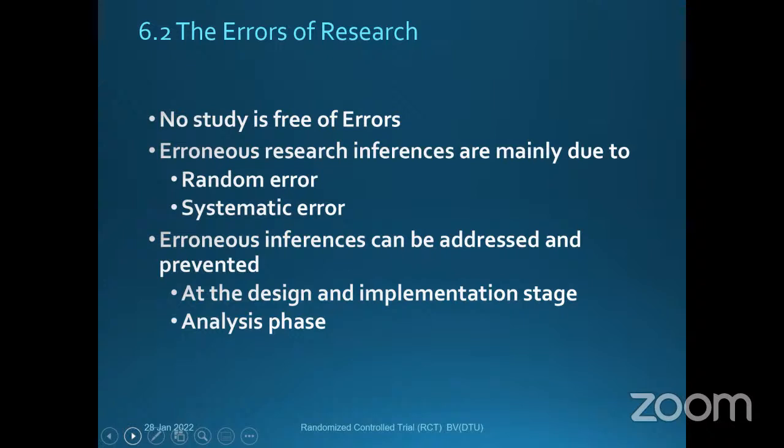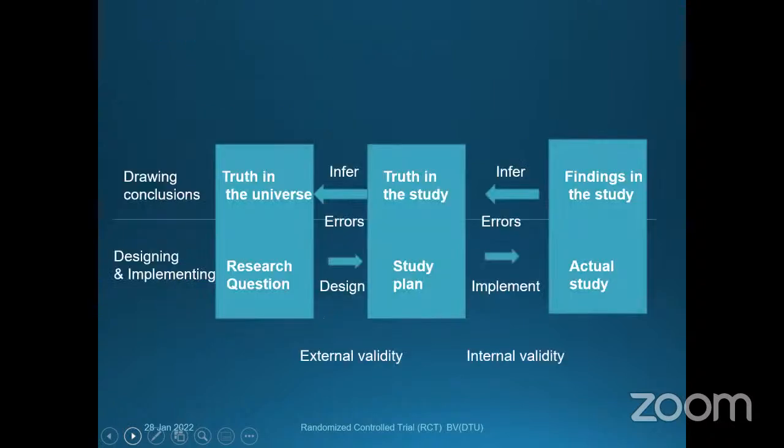The erroneous inferences can be addressed and prevented at three stages: at the design stage, at the implementation stage, and at the analysis phase. So if you design a study, implement a research question, and make a study plan, and if it is a randomized control trial, it has external validity, which means generalization can be done. And if your study plan is implemented with no mistakes, the internal validity is improved, and when the actual study is done, the findings will have minimal errors.